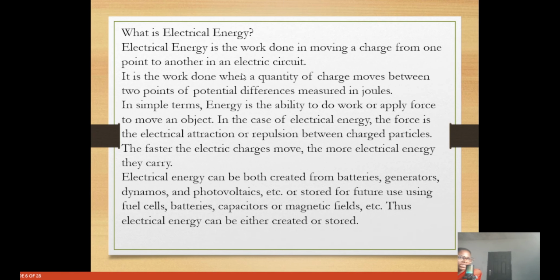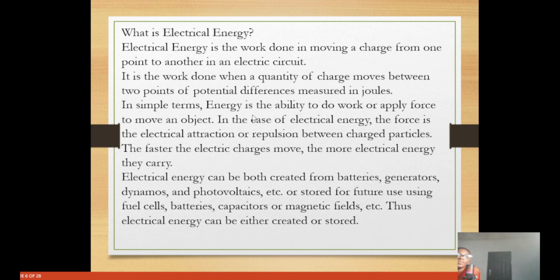What is electrical energy? You already know that energy is the ability to do work, but now we are referring to electrical energy. Electrical energy is the work done in moving a charge from one point to another in an electric circuit. It is the work done when a quantity of charge moves between 2 points of different potential differences, measured in joules. You know that energy itself is measured in joules. Electrical energy also is measured in joules.